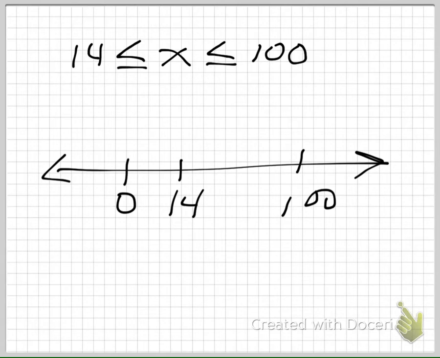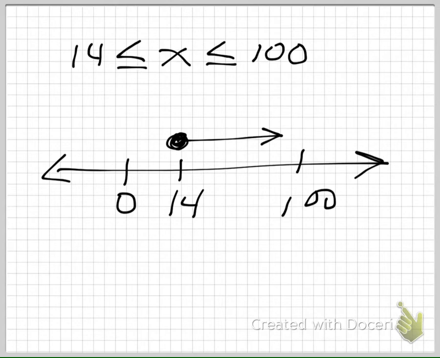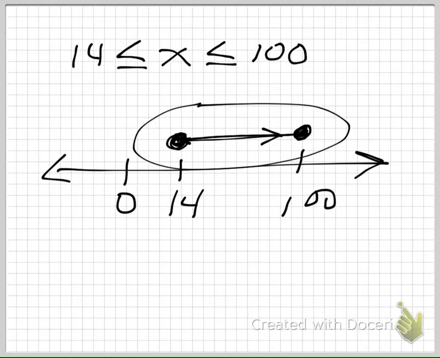So it's x is greater than or equal to 14. And then this one here is x is less than or equal to 100. So then, do you see where this is? That's the answer, right? I mean, I would get rid of that little arrow there. I wouldn't put that there, right?